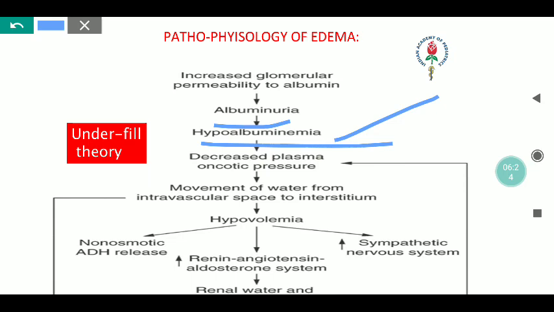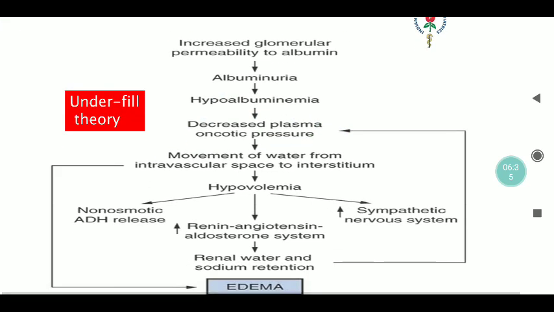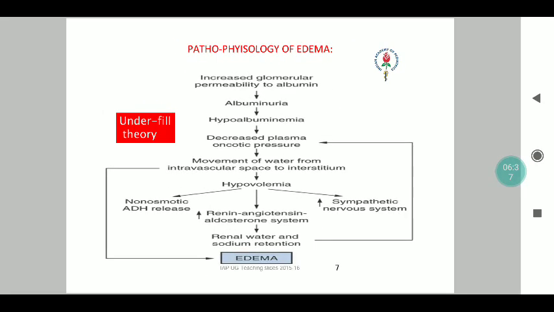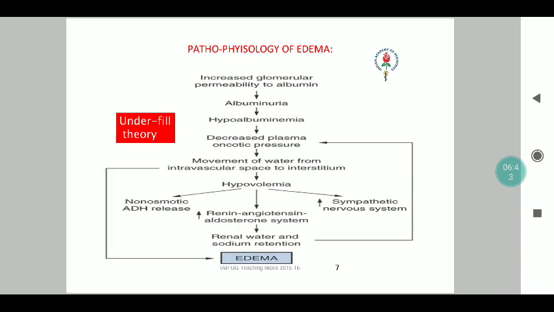Subsequently, we know that albumin maintains plasma oncotic pressure. Loss of albumin causes loss of oncotic pressure. So plasma oncotic pressure will be reduced. When oncotic pressure decreases, there is a movement of water from the intravascular space into the interstitium. So we all know that there is already a third space component. As a result of this movement, there is a hypovolemia.